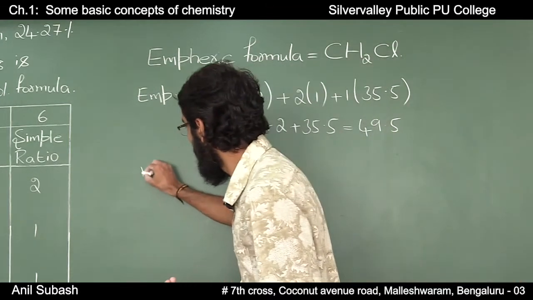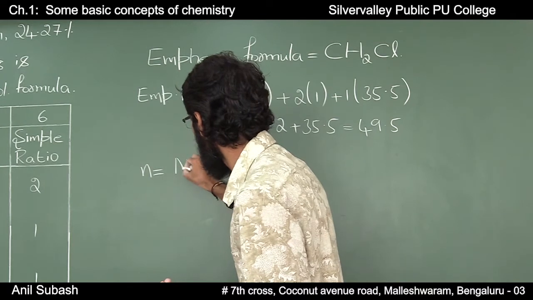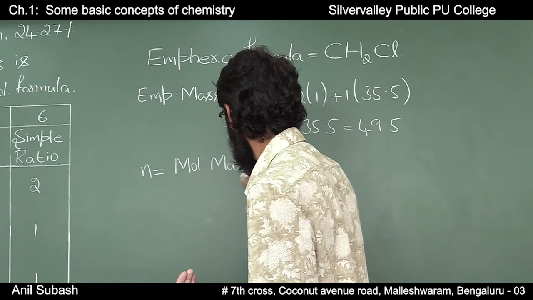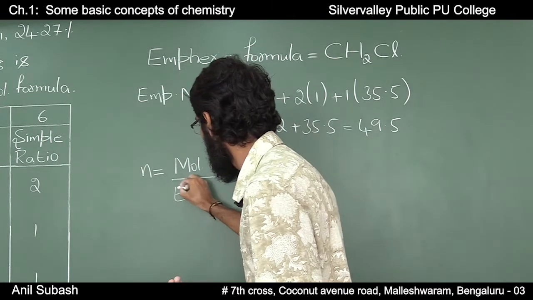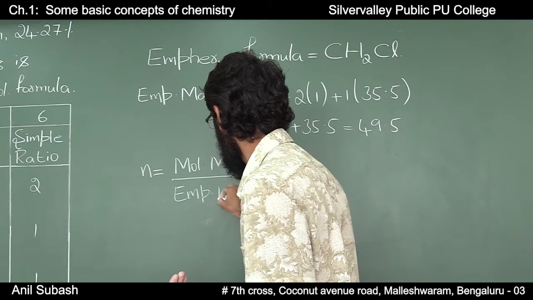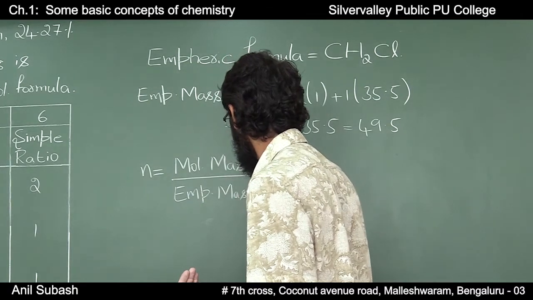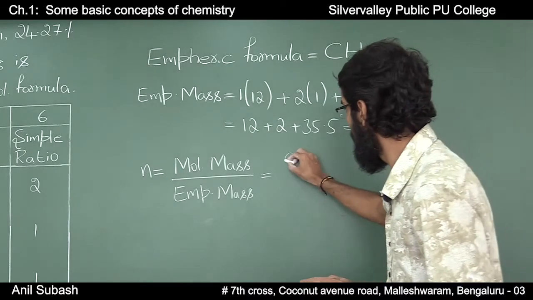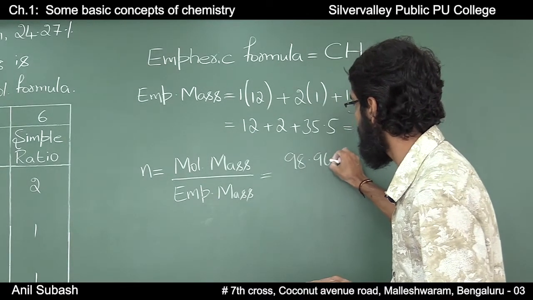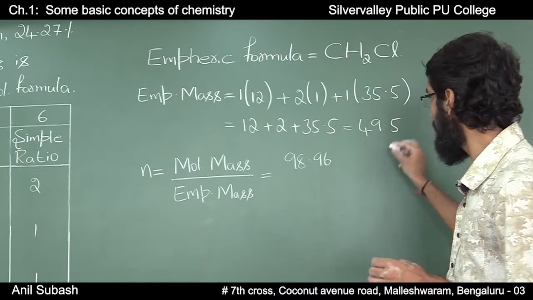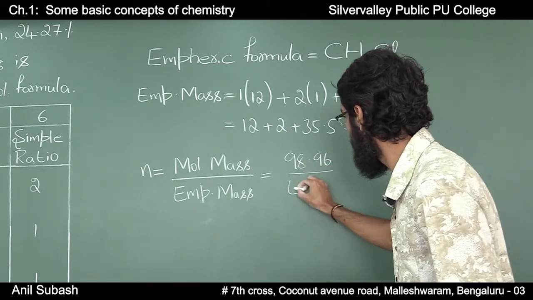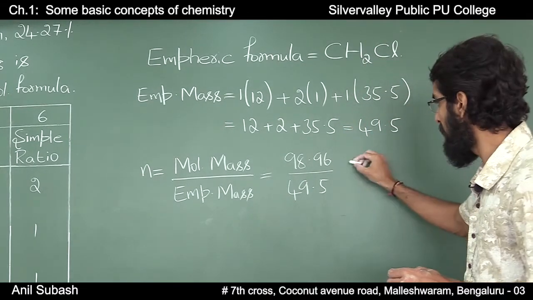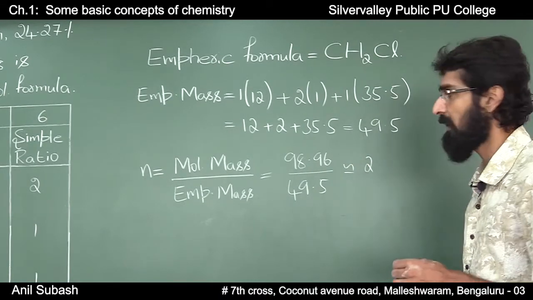Now we are supposed to calculate the value of N. We all know that N is equal to molecular mass by empirical mass, and molecular mass is given, that is 98.96 gram, and the empirical mass is calculated, it is 49.5 grams, and the value of N will be approximately equal to 2.